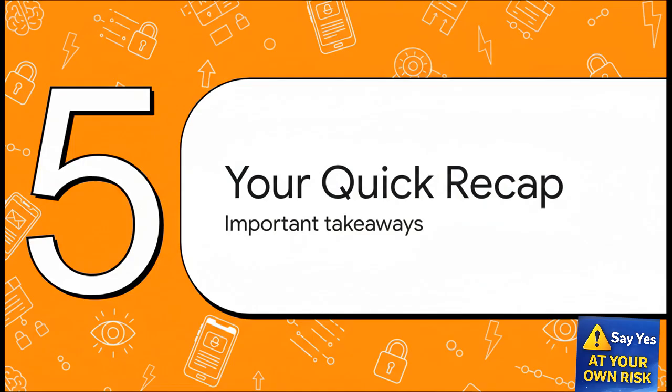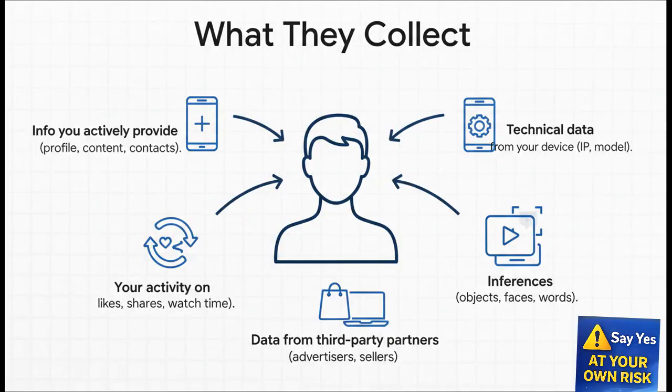Okay, we have covered a lot of ground. So let's do a super fast recap of the most important things to take away from all this. All right, lightning round. First up, what they collect. There's the info you give them, like your profile and content. Then there's the technical data from your device, all your activity on the app, the things they can infer from your videos, and finally, data from their partners.